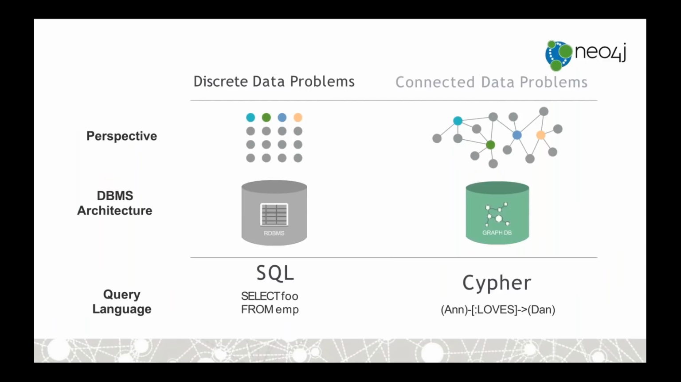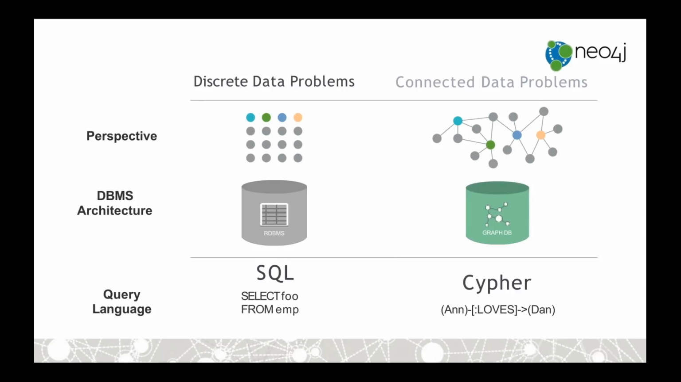So for those of you coming from a relational world, you may be asking yourselves, why graph? Why not relational? Essentially this is the crossroads. We've got discrete data problems. If your data is pretty much rows and columns in a table, and the connections between tables don't matter too much, a relational database does the job very well. And of course, we've got the well-known and well-loved SQL query language for that.